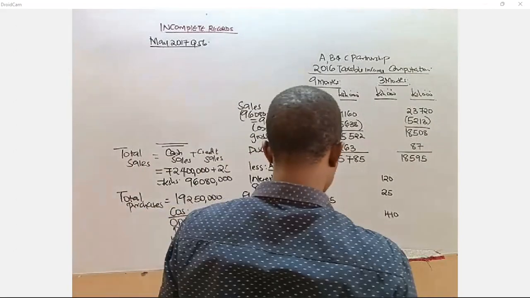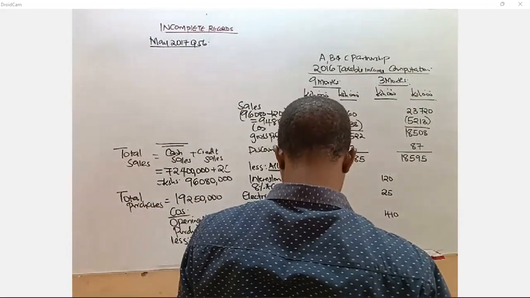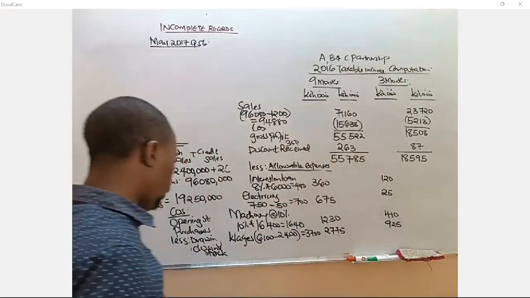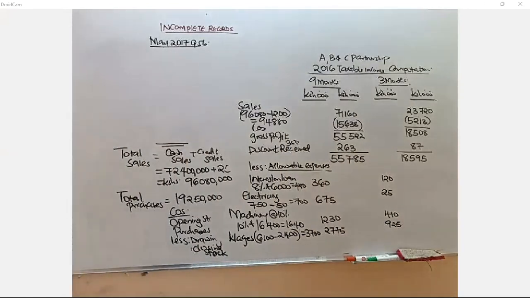So this is 2775. That's 700 minus answer. The balance is 925 for 3 months. Now, from there, we can be able to look on the income statement. We factor all the expenses which already have not been considered.